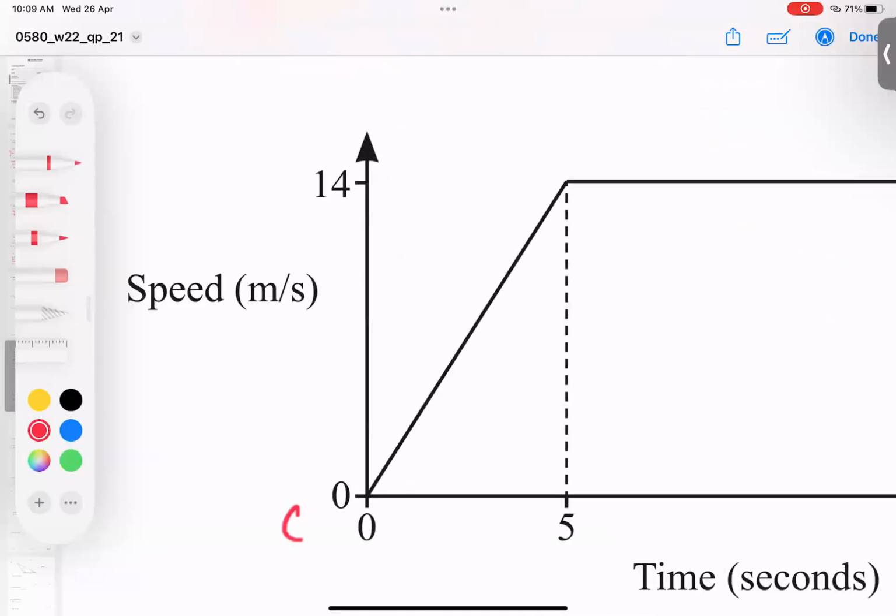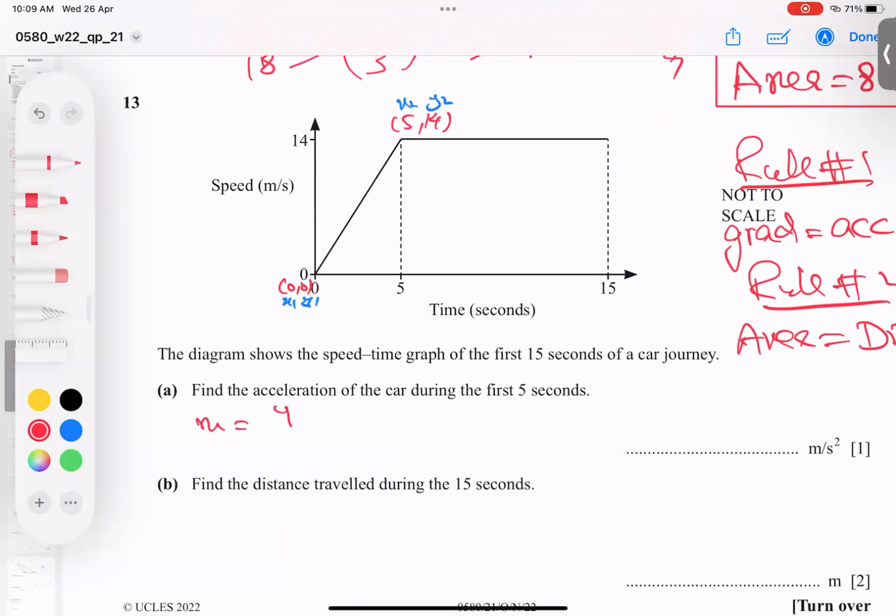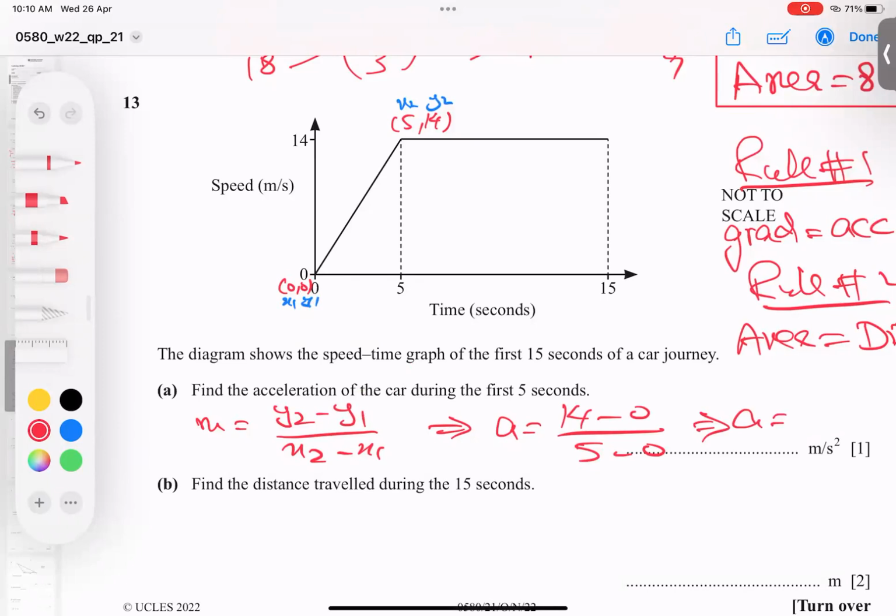So what is this coordinate? 0, 0. And what about this? X is 5 and Y is 14. And I label here: this I'm giving X1 and Y1, here X2 and Y2, and I'm finding the gradient. All of you know the gradient formula: Y2 minus Y1 over X2 minus X1. So I'm getting acceleration. Y2 is 14 and Y1 is 0, so 14 minus 0. And X2 is 5 and X1 is 0. So ultimately acceleration is 14 over 5. If you check in calculator, 14 over 5 is 2.8 meter per second square. And I hope the point is very clear.